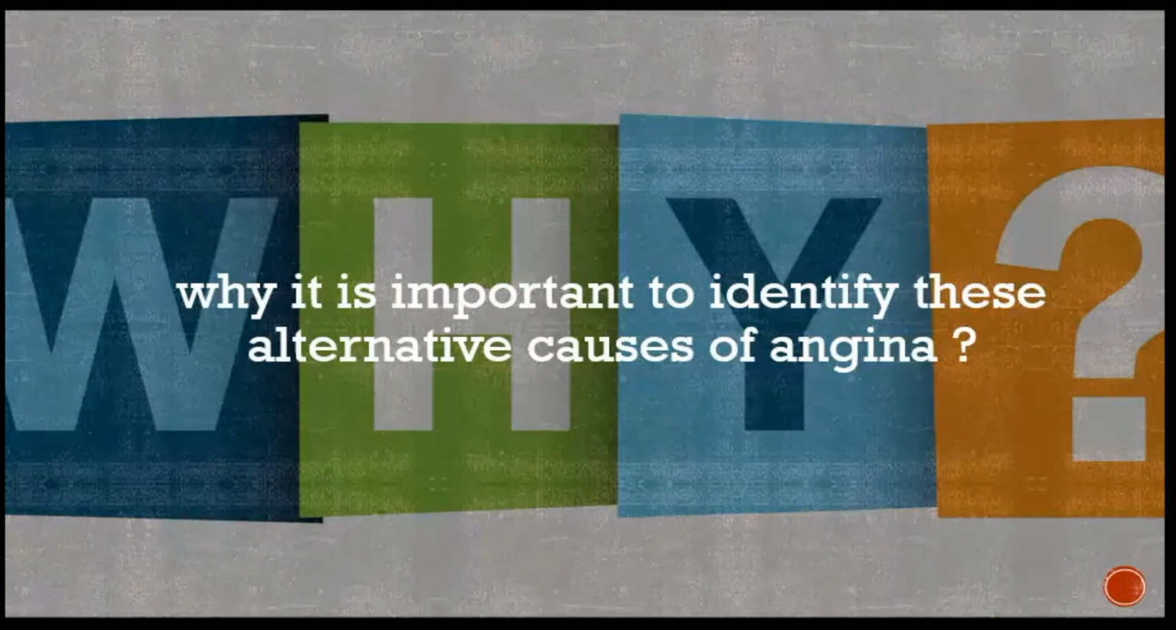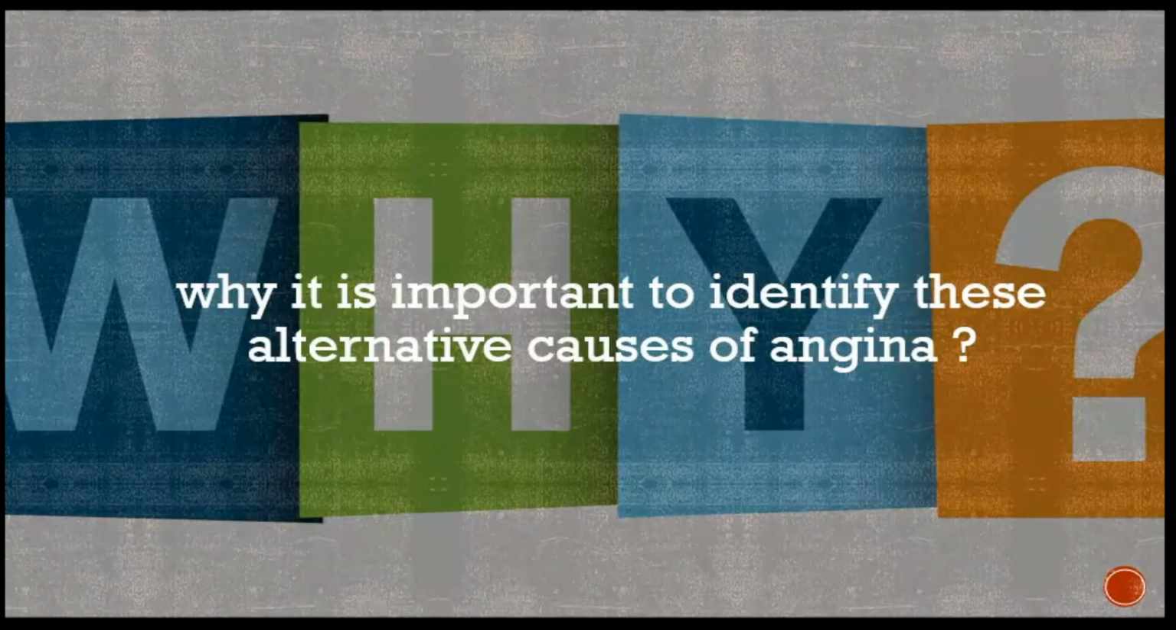Because as we all know, it is really important to ensure that inappropriate treatments are not given to the patient. For example, we all know that nitrates are one of the most common first line agents for acute angina, nitroglycerin, right? But if the angina is due to hypertrophic cardiomyopathy, it can be harmful.